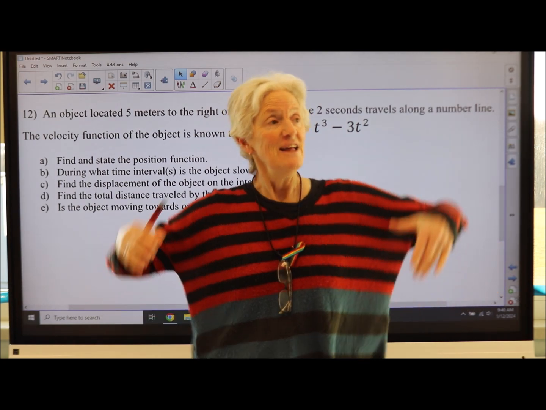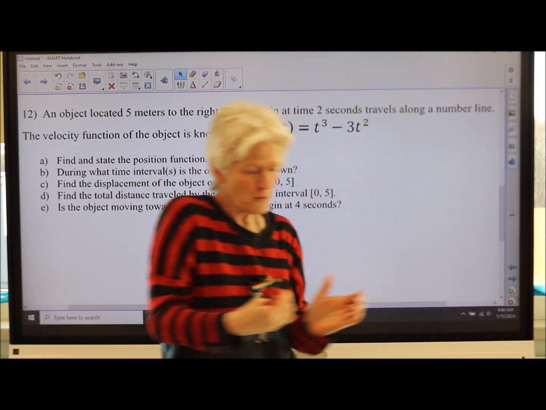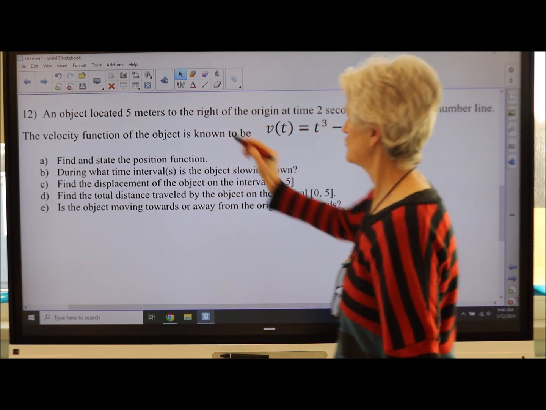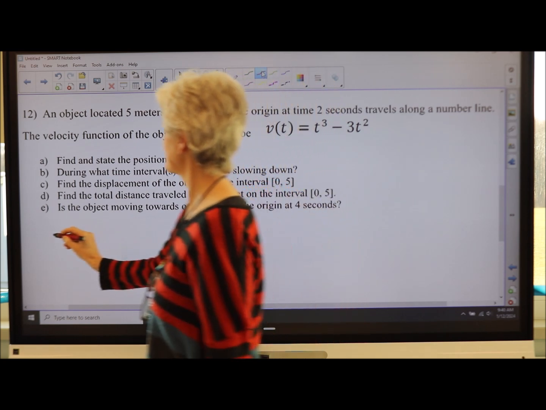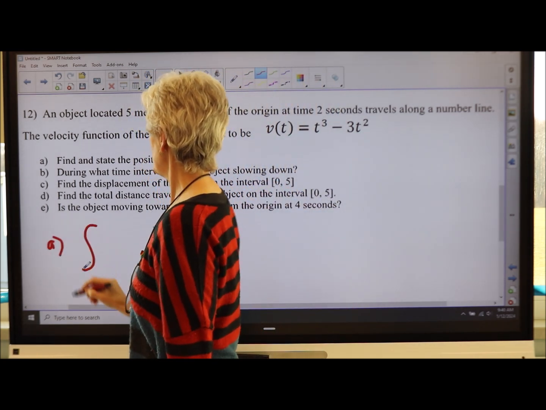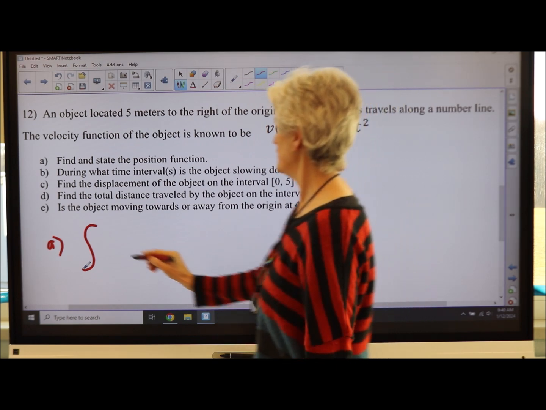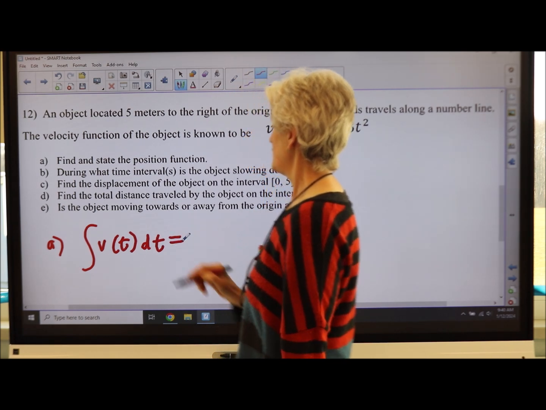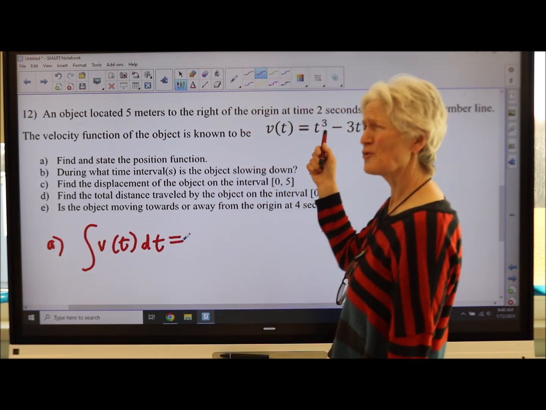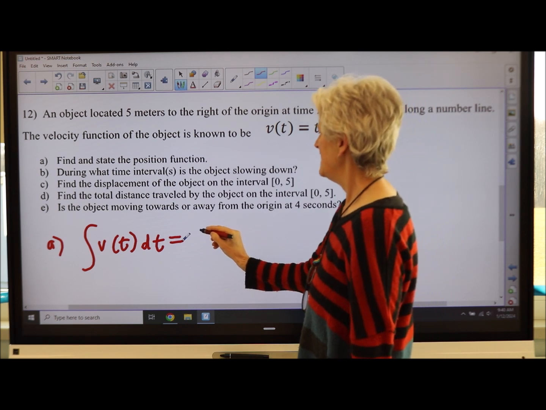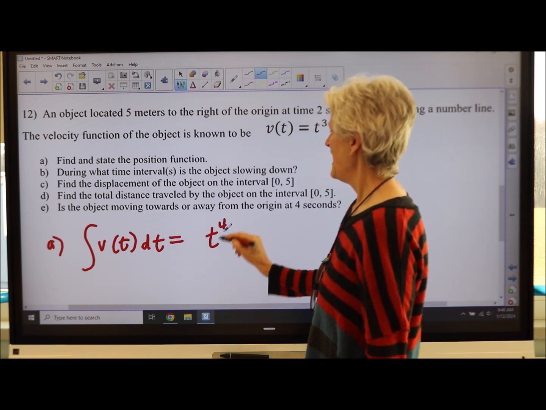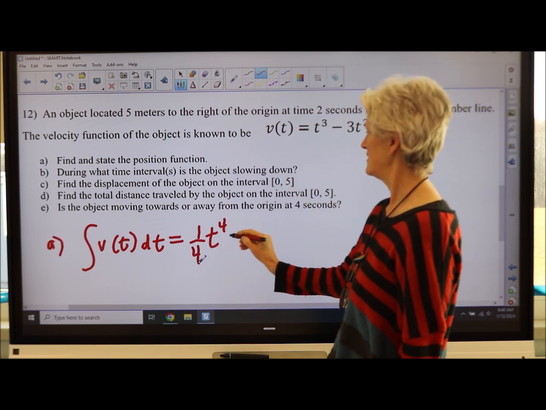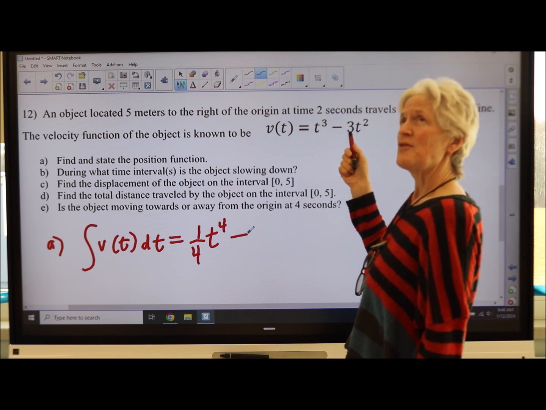Okay, well, we know the velocity. To find the position, we're going to find the antiderivative of the velocity function. So let's do that. Antiderivative, also known as the indefinite integral of a velocity with respect to time. So let's see, what has a derivative of t cubed? It's going to be t to the 4th, and then of course I need to multiply by 1/4 because I don't have a coefficient. What has a derivative of 3t squared?